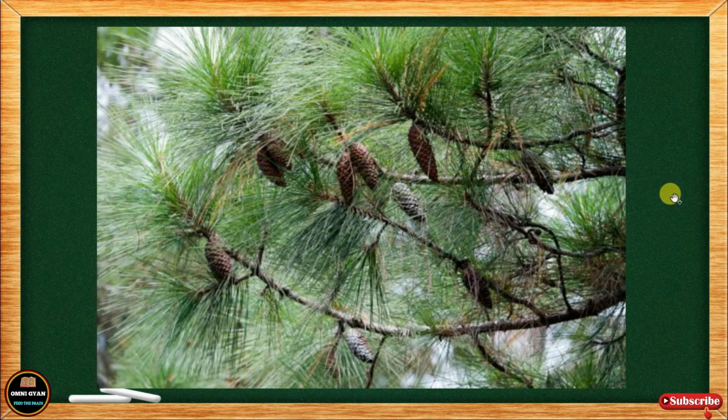This is the Casuarina tree, and this tree is actually found majorly in Australia. And she talks of this tree. A similar kind of fruit grows on the tree. So this is basically the Casuarina tree.